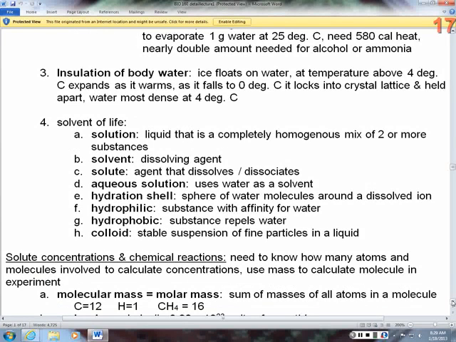So water is a really common solvent in there, so it's going to dissolve a lot of things. A solution is just the liquid that is a completely homogeneous state or mix of 2 or more substances. So with it being homogeneous, it means you can't separate it anymore. It's completely blended.